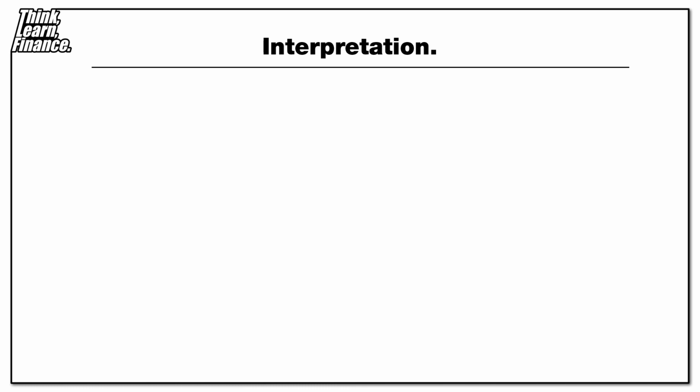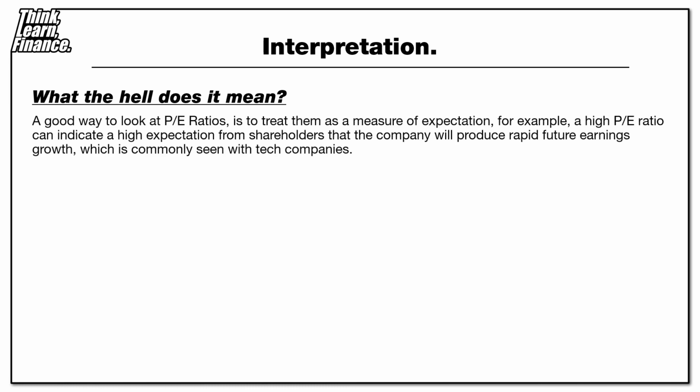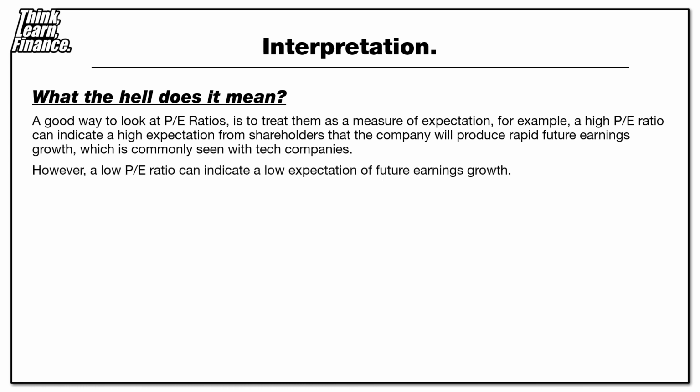Now we know what a P/E ratio is, and how it is calculated, we now need to discuss what it means. A good way to look at P/E ratios is to treat them as a measure of expectation. For example, a high P/E ratio can indicate a high expectation from shareholders that the company will produce rapid future earnings growth, which is commonly seen with tech companies. However, a low P/E ratio can indicate a low expectation of future earnings growth.